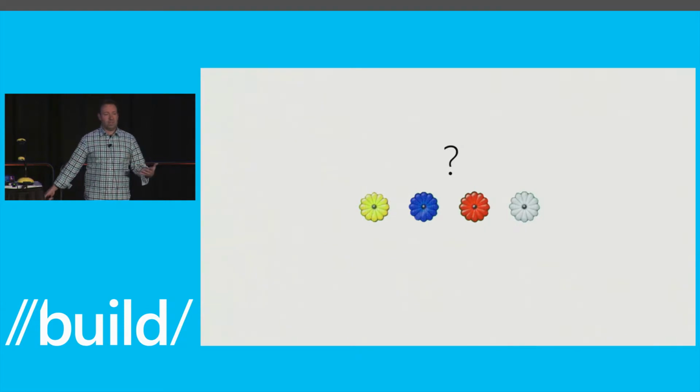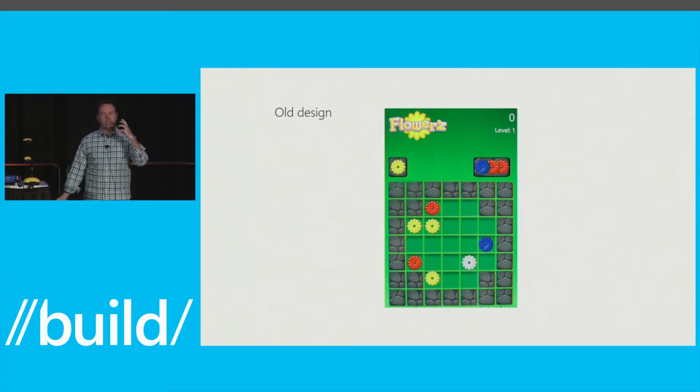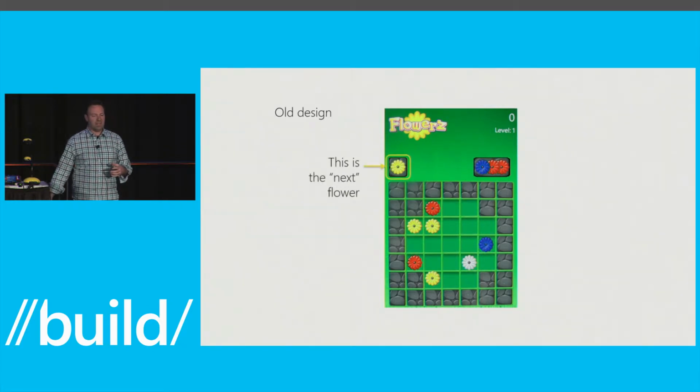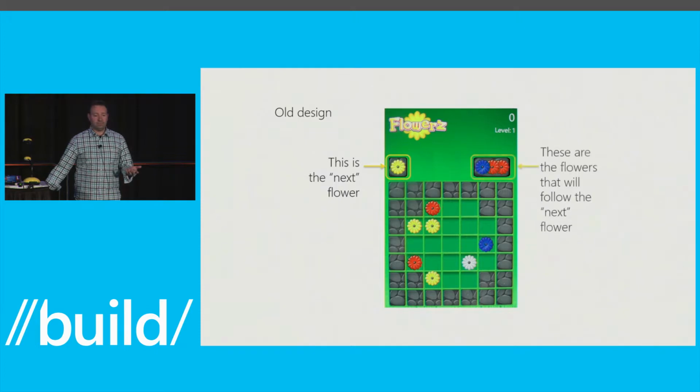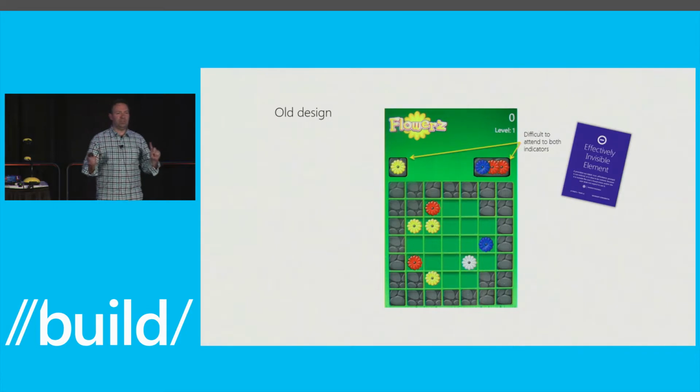Very important. So the initial design of this thing looked like this. And it looked like this because the designers really wanted the next flower to be very salient. They wanted that next flower to pop. And that next flower was this one right here. And then the rest of the flowers that would follow that flower were these right here. Unfortunately, because of the nature of vision and attention and expectations, things went awry when people tried to use this design. And that is, it's difficult to attend to both those things at the same time.